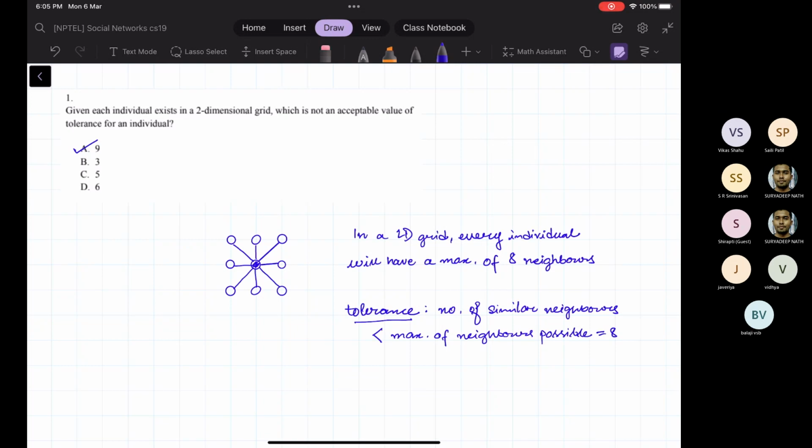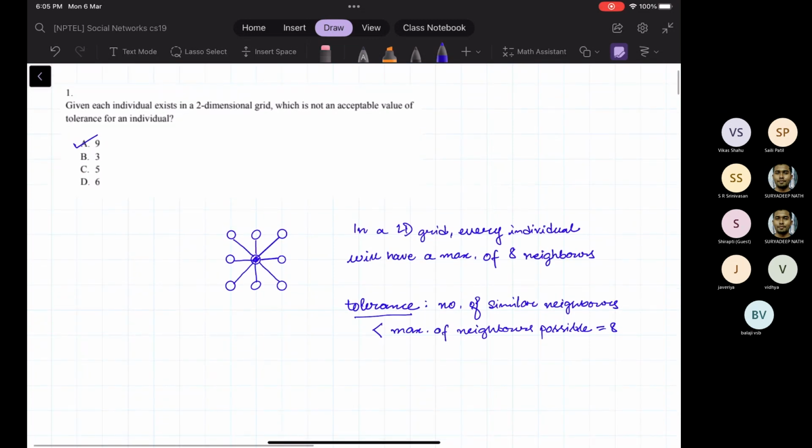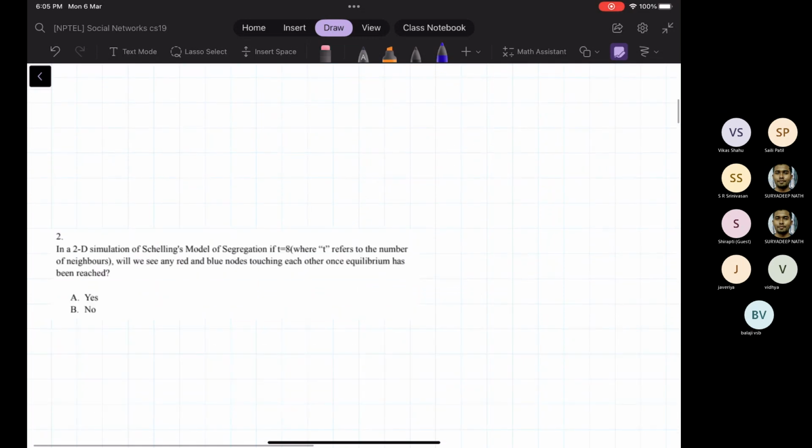Does anyone have a doubt with this question, or shall I move on to the next one? All right, then if you have a doubt, you can ask at the end as well. So, moving on to question 2.